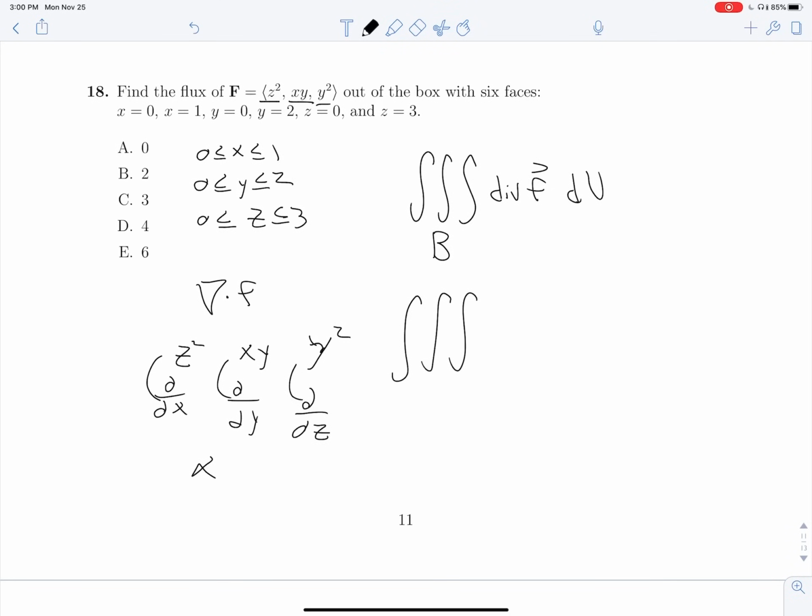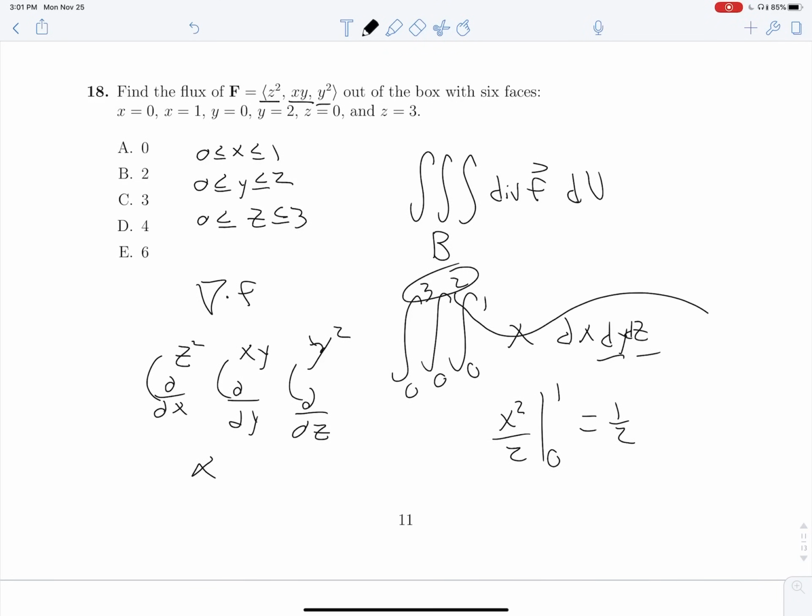And we're left with the integral over this region, which we know can be expressed with dx, dy, dz, where x runs from 0 to 1, y runs from 0 to 2, and z runs from 0 to 3, and our integrand is just x. X squared over 2 from 0 to 1 is 1/2, and since we don't have a y or a z in here, all we have to do is multiply by these guys. So 6 times 1/2 is going to give us 3, which is our answer.